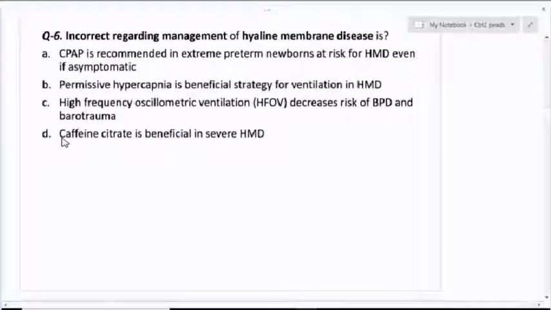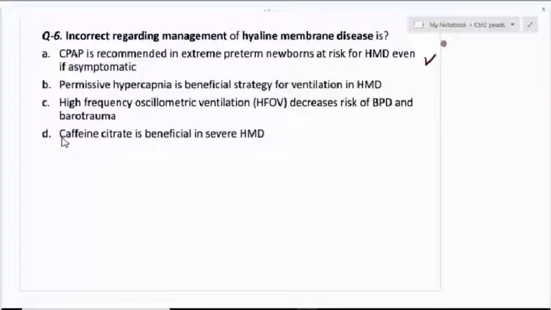Now the next question was on RDS, which statement is not true. First of all, remember that CPAP is very important, even if they are not symptomatic. The 20th edition of Nelson's textbook says that this statement is true, that we should give early CPAP support to these babies who are not able to maintain saturation.